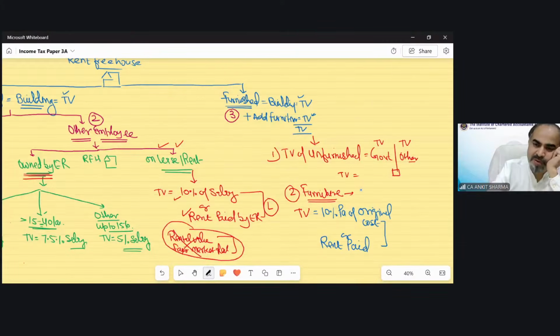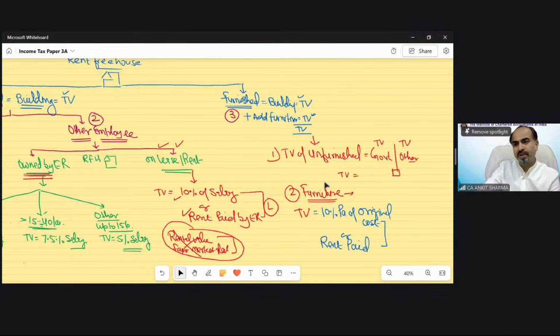Now tell me, what should be over here? Higher or lower? In case of furniture, if furniture has been provided by employer, either we need to take 10% per annum of original cost or rent paid. So what should be there? Higher or lower in your opinion? Akhila is saying lower. Sushmita is saying lower. Anyone else? SK Inam saying higher. Ashok Chintaman is saying higher. Visual higher. Omkar lower. Sridhar lower. Anyone else?